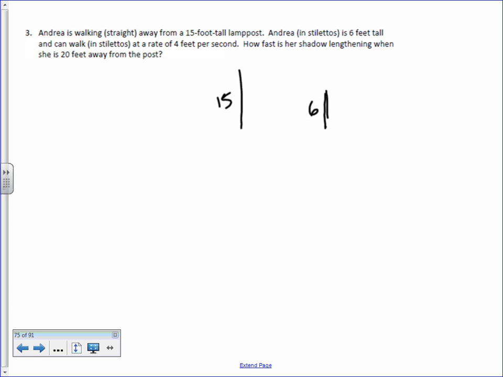So right here, we're going to have some distance. Let's call this x. This is changing. I'm going to give it a variable name. And then her shadow, how fast is her shadow lengthening? Well, her shadow will be right here. I'll call that y.